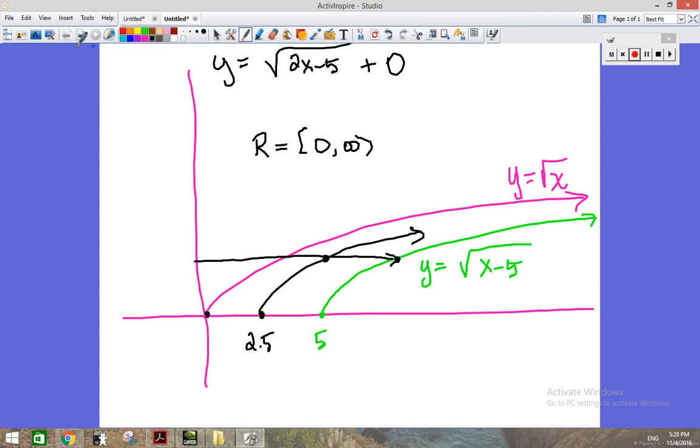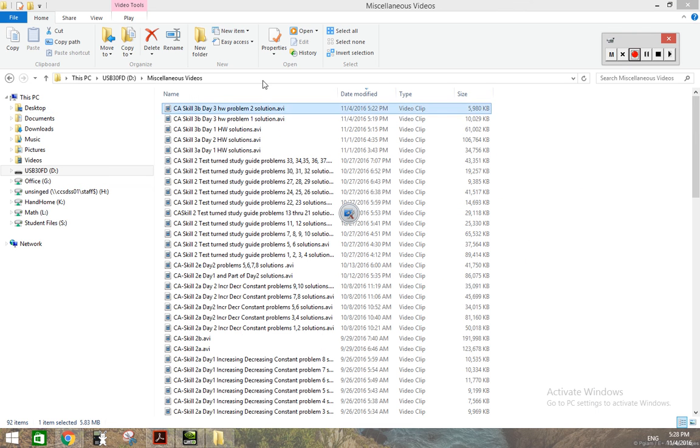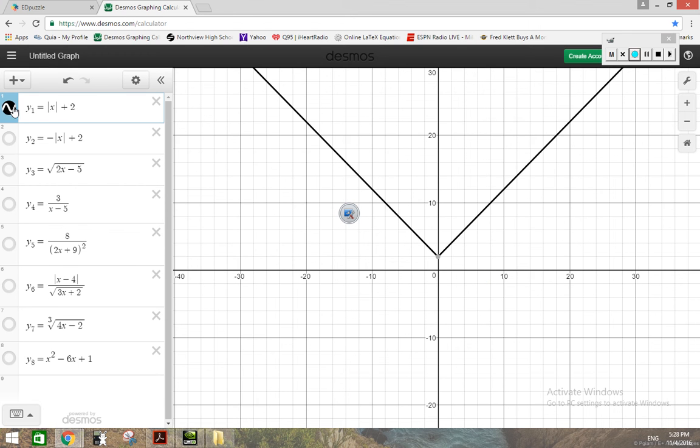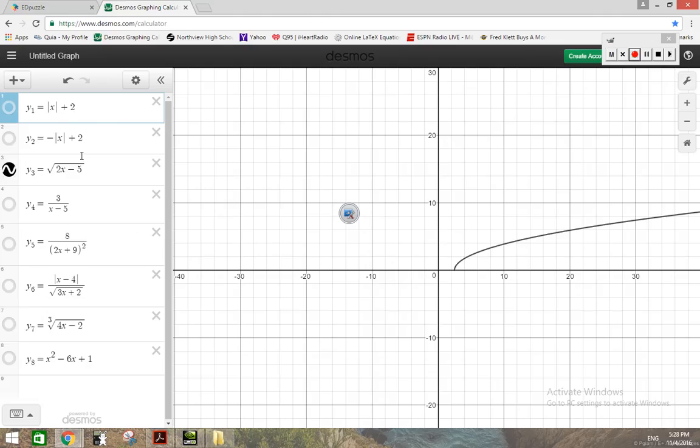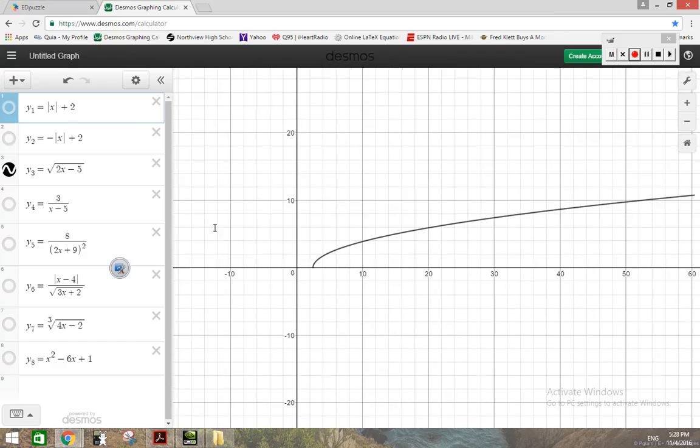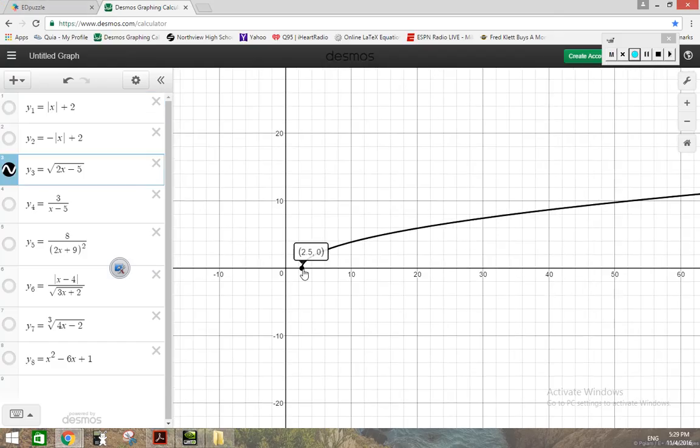Now, if you don't like my picture, I went ahead and graphed it on the Desmos graphing calculator. Did I skip a problem? I may have accidentally. You can see it got shifted over to the right, but it didn't get shifted up any. The y value here is 0, and every other point on here has a y coordinate that's greater than 0. So the range is from 0 all the way to infinity because these y values just continue to grow.